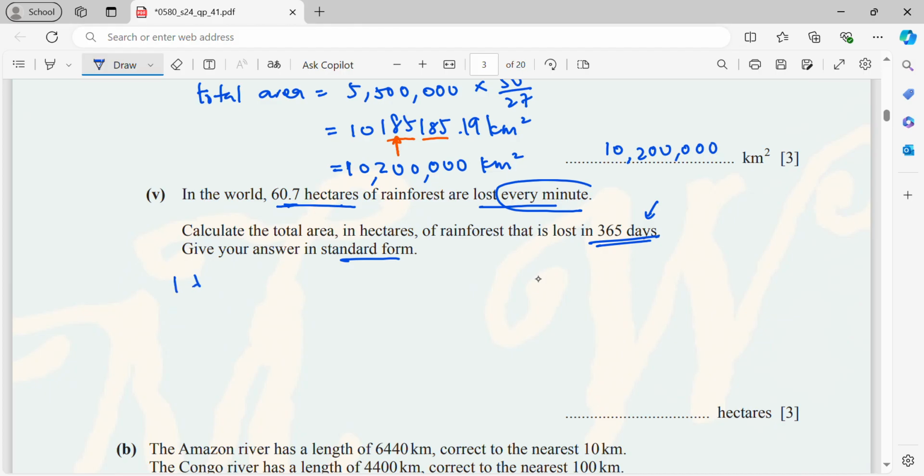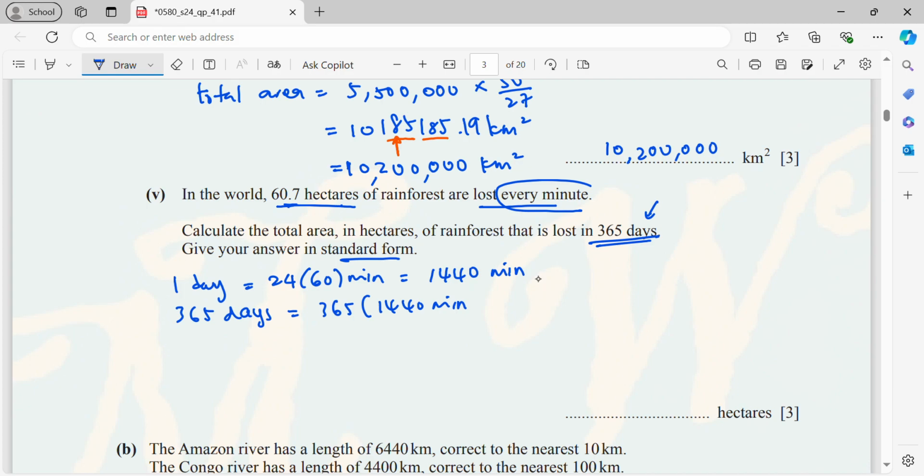So we know that 1 day equals 24 hours. Each hour has 60 minutes. So you will be getting 1440 minutes in a day. And now 365 days. That means you will get 365 multiplied by 1440 minutes. So this is going to be 525600 minutes in 365 days.